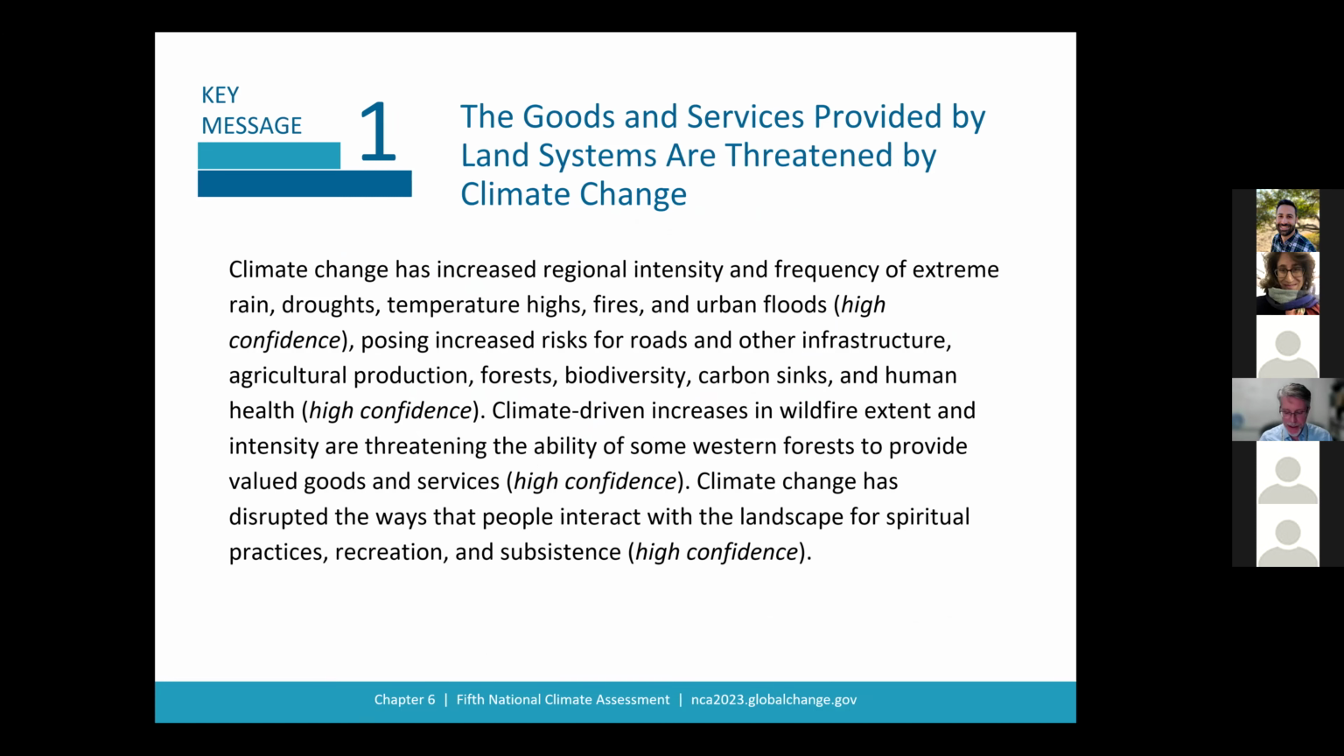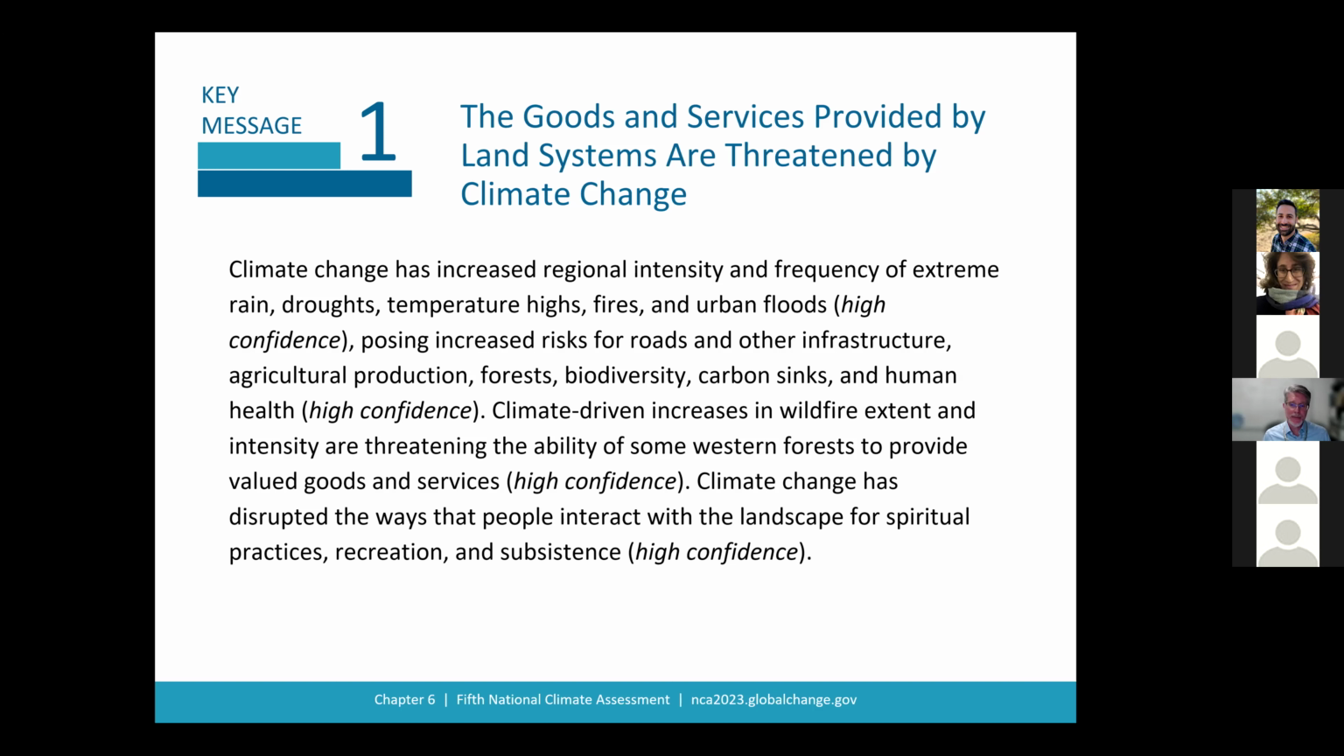So I'll jump into then the goods and services, key message 1, and then I'll be turning this over to other authors to look at key messages 2 and 3. And the key point that I want to make for key message 1 is that the goods and services provided by the land system are diverse, and all of them are being threatened to some extent by climate change, and in particular by changes in the intensity and frequency of extreme events such as rain, droughts, changes in temperature, high temperatures, as well as disturbances like fires and urban floods.